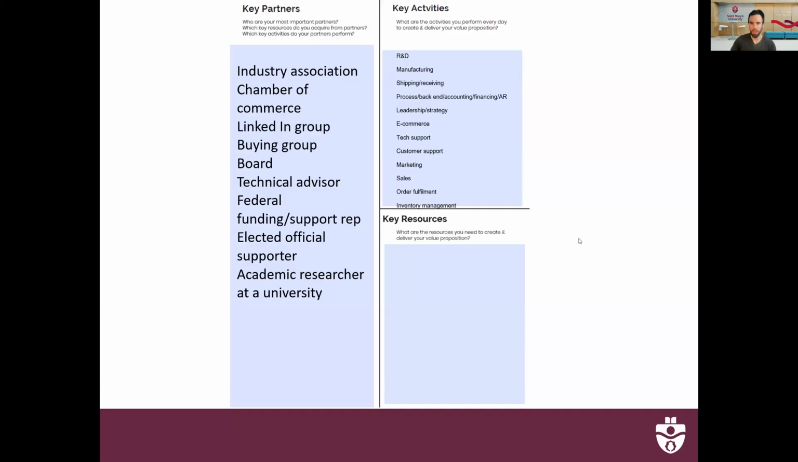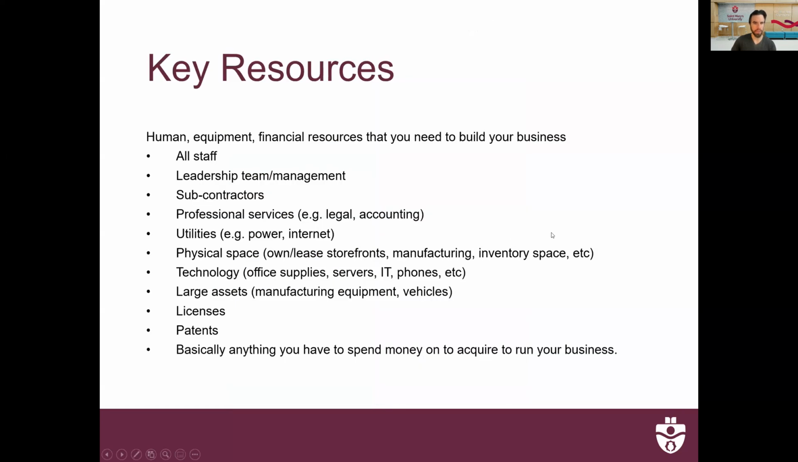Okay. And then we're going to talk about key resources. And this is all of the literal things you have to deliver on those key activities, right? So if you have an R&D process as a key activity, then you should be able to identify the staff who are going to do those research and development activities.